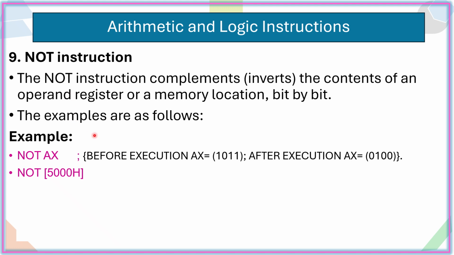NOT is just inverting or complementing the content, so whenever we have 1, it becomes 0. Say, for example, I have a content in the AX, it will be inverted bitwise. If I have 1011, this 1 becomes 0, this 1 becomes 0, 0 becomes 1, and 1 becomes 0. So after executing this instruction, my AX will have 0100. Same for this instruction: the memory address 5000 has a content which will be inverted, or complemented.